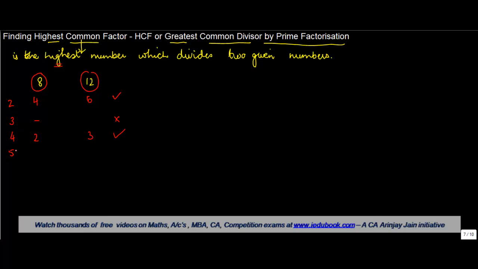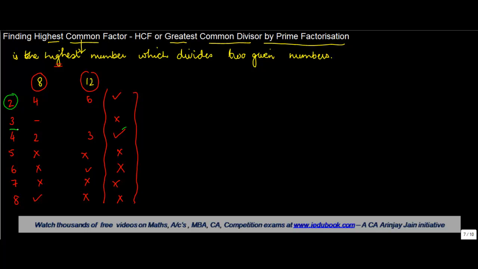5 doesn't divide 8. 5 also does not divide 12. 6 does not divide 8, but it divides 12. But because it does not divide both the numbers, we take a cross here. 7, no. 8, yes for 8, no for 12, and hence no. So we find out that it is only number 2 and number 4 which divide both 8 and 12 exactly, right? And amongst the two of them, 4 is the highest one. So 4 is the highest common factor of 8 and 12.